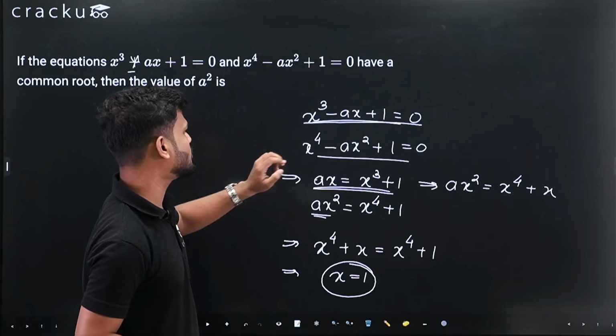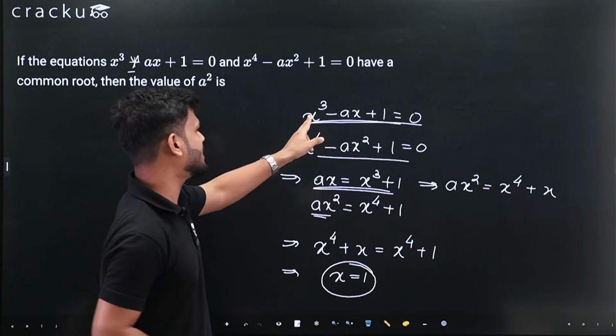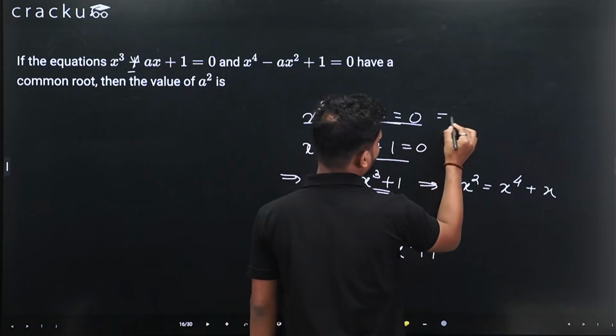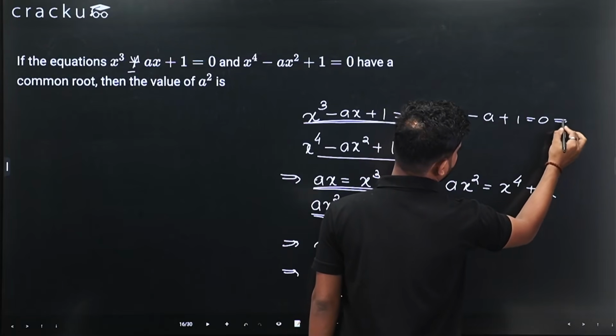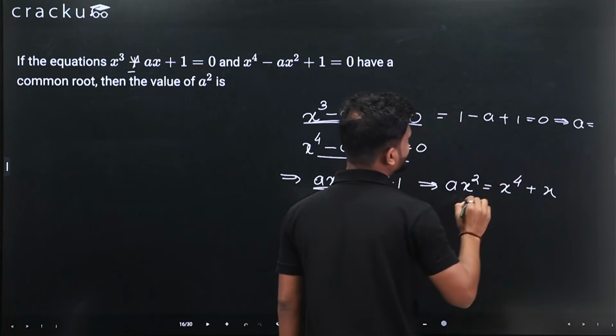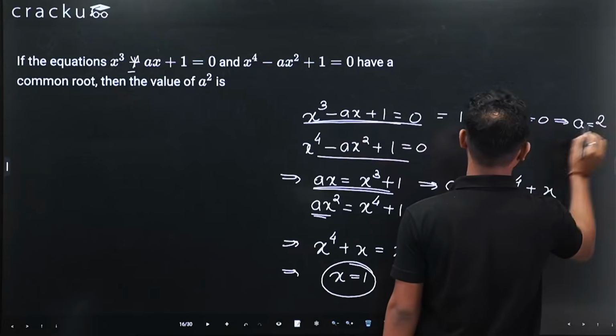This will be common to both. If you put x is equal to 1 here, you will get 1 minus a plus 1 is equal to 0. From here you will get a is equal to what? A is equal to 2.